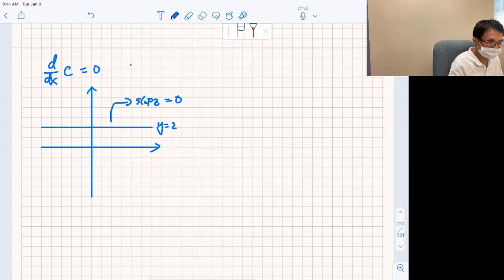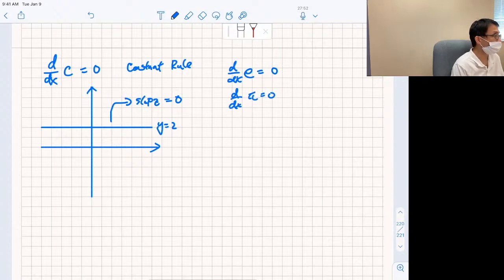So this is called the constant rule. It is very, very easy. The derivative of e is still 0. The derivative of pi is 0. Any of those, as long as they are defined as a constant, are always 0.